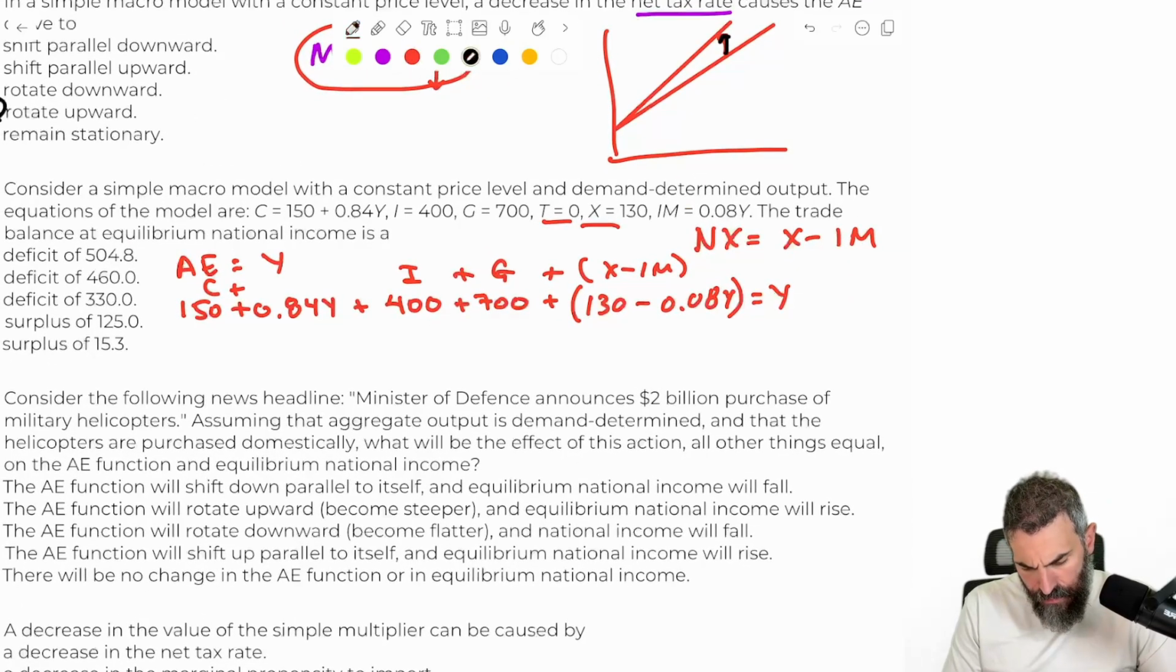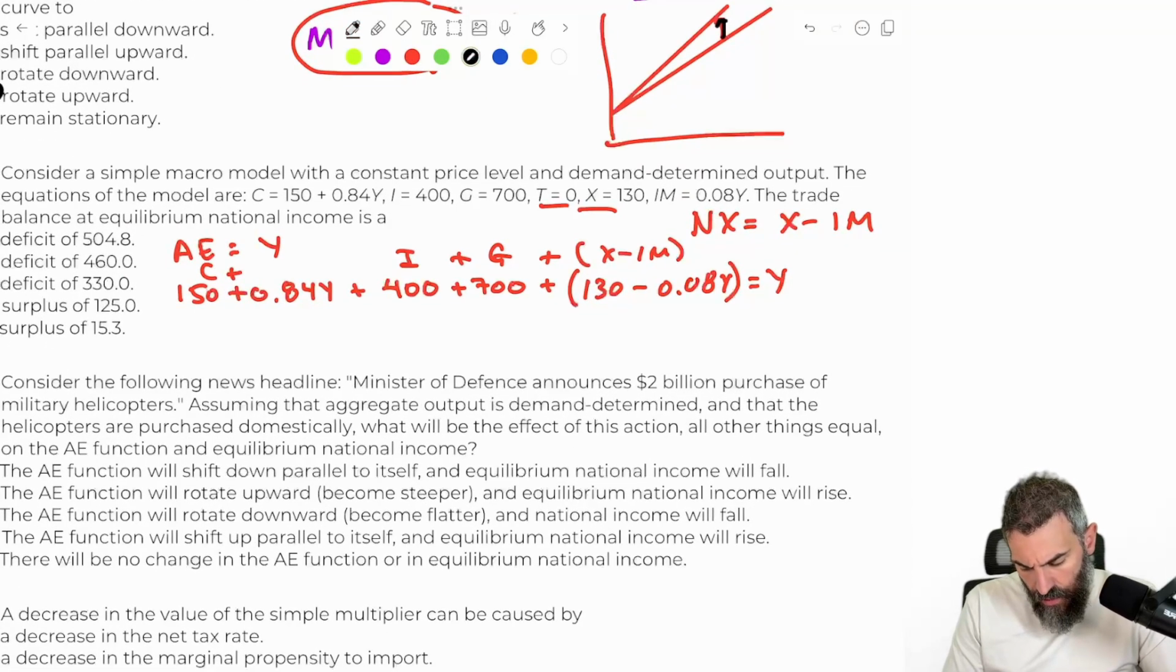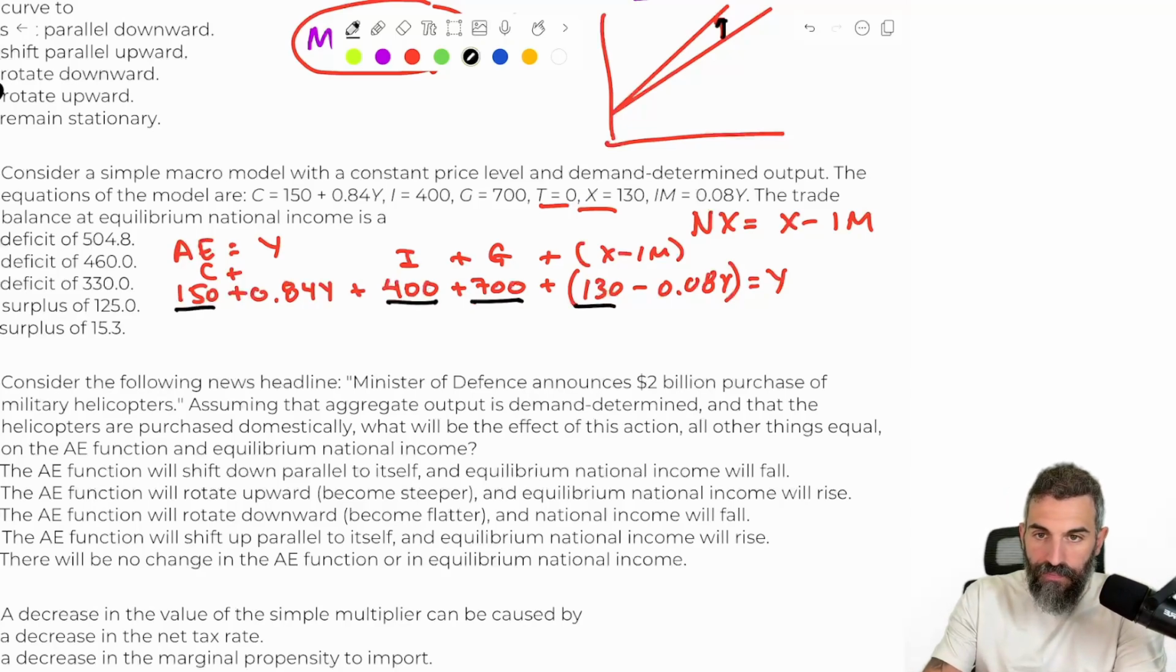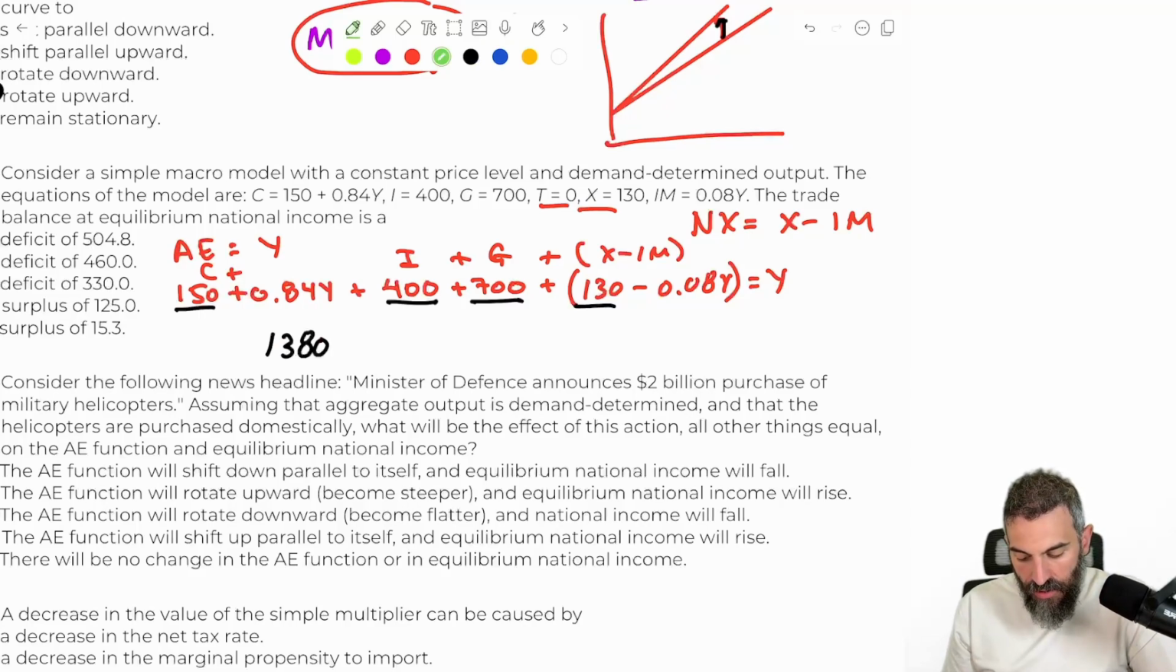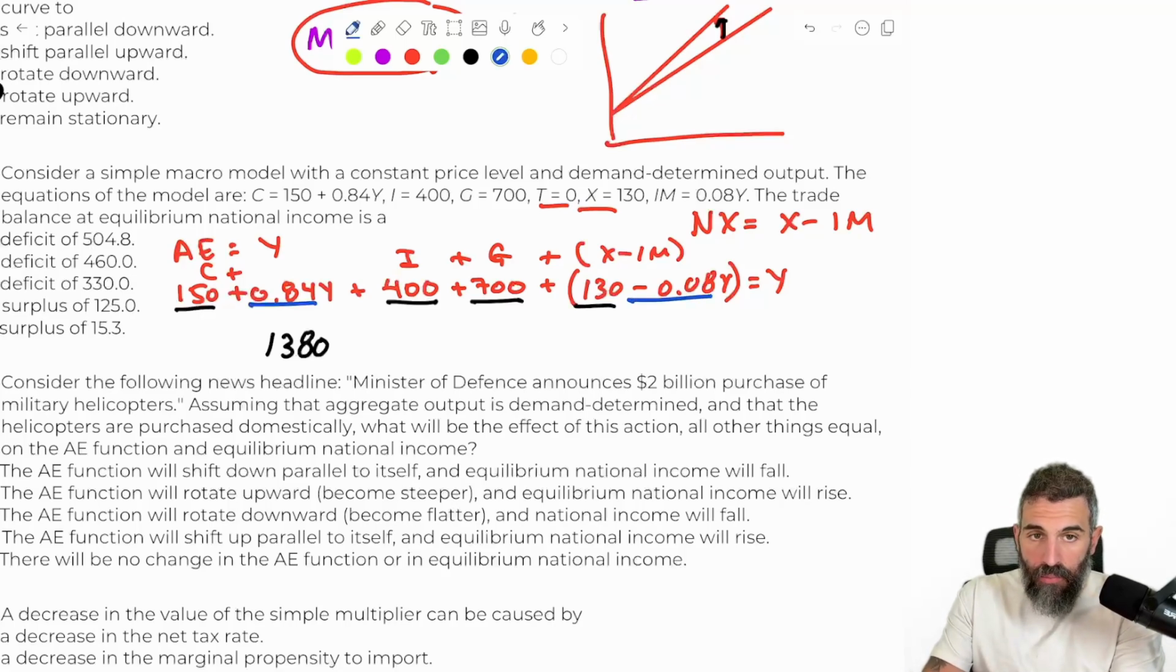So let's start here. We're going to group together the slopes, and we'll group together the constants. So 150, I'm actually going to just do it on my calculator. 150 plus 400 plus 700 plus 130. So the autonomous portion of this is 1380. And then we put together the slopes. 0.84 minus 0.08 is 0.76.